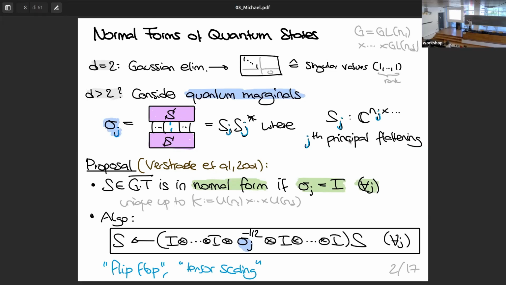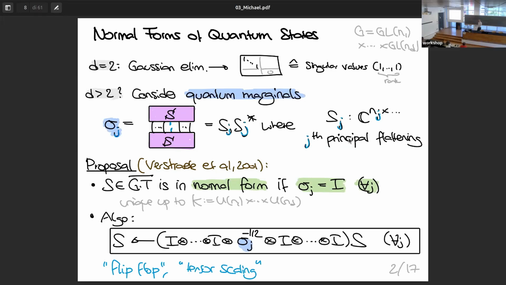So what you do is you simply left and right multiply both these indices by the inverse square root of sigma J. Or from the perspective of this matrix, which is sigma J, you left multiply by the inverse square root of sigma J, and you right multiply by the inverse square root of sigma J, and you get the identity matrix. That's what I try to write here in a more standard way. So this is like acting by the inverse square root of the J's quantum marginal. And if you think of S as being flattened, it's exactly acting on the small dimension of the flattening. And so the Gram matrix therefore becomes the identity.